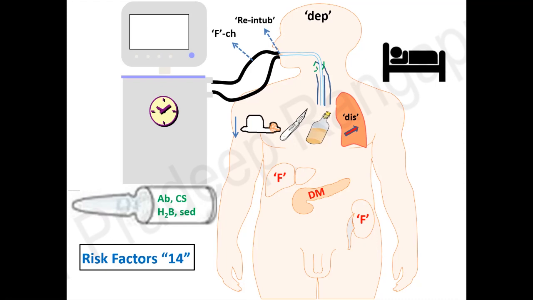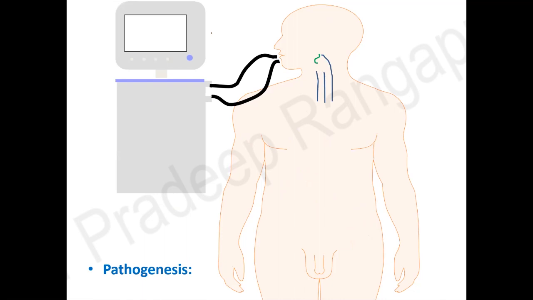So all these are important risk factors for VAP. You can just remember this picture, which would really help you to recall all the risk factors for VAP. So what about the pathogenesis of VAP?